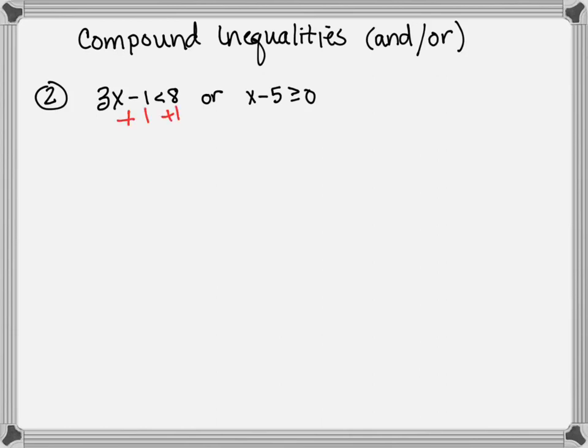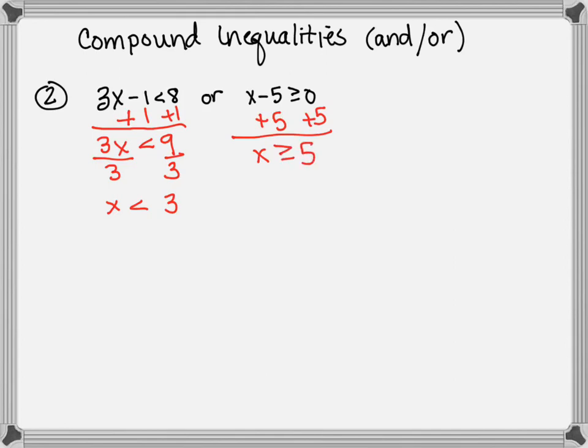So I'll add 1 to both sides and get 3x is less than 9. Divide both sides by 3. x is less than 3. On the second one, we'll add 5 to both sides and get x is greater than or equal to 5. The solution, we actually have to include both of them with the word or. So x is less than 3 or x is greater than or equal to 5.